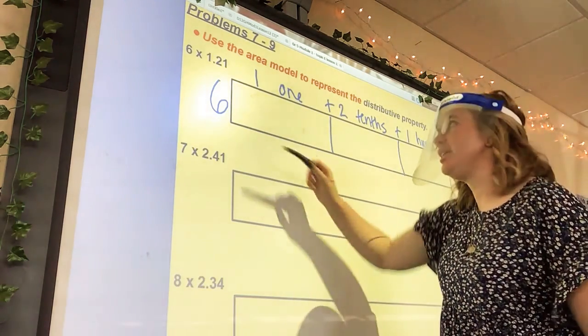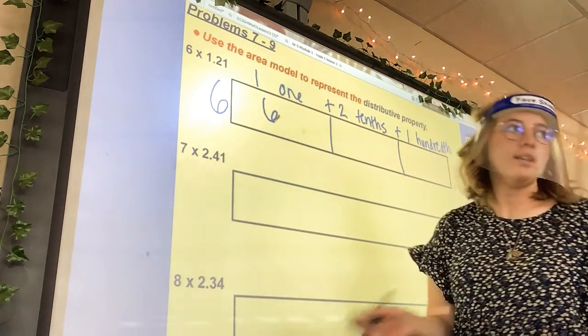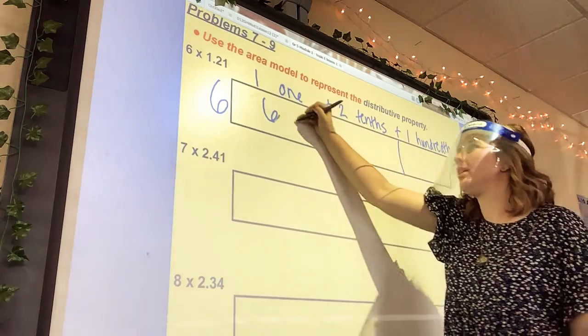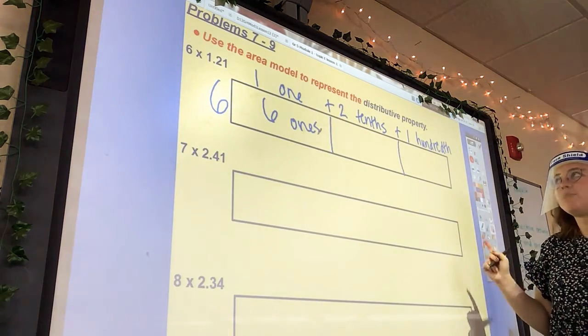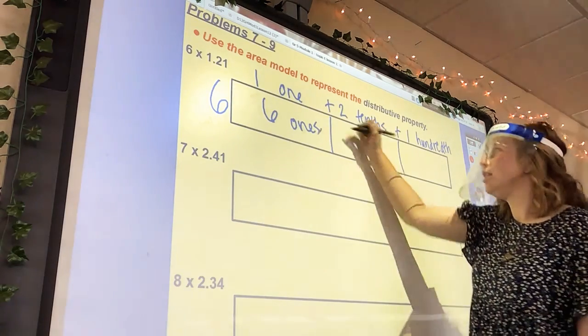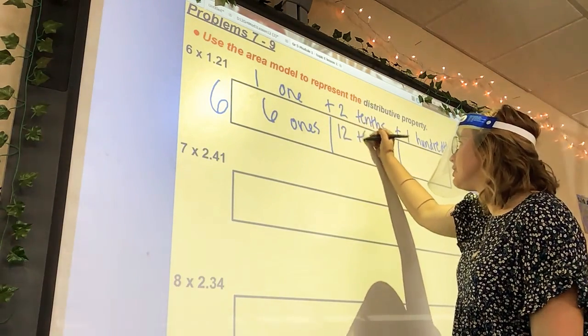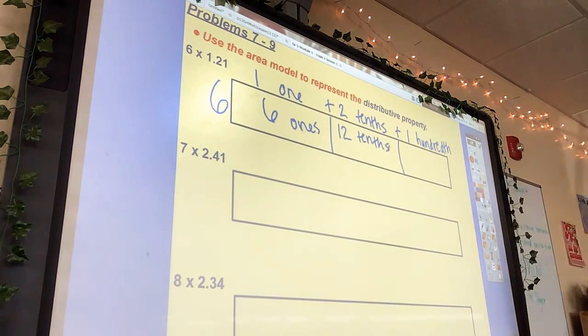Okay. So, friends, what is 6 times 1, 1? 6. And we can just leave that at that. Or you can put 6 ones, up to you. And then 6 times 2 tenths. 6 times 2, what does it go? 12 tenths. So 6 times 2 tenths is 12 tenths.